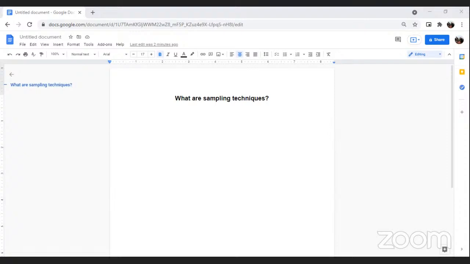Right. So let's consider there are two types of sampling techniques. One is probability sampling, and the other one is non-probability sampling. Simple random sampling, stratified sampling, systematic sampling, cluster sampling, and multi-stage sampling fall under probability sampling. And convenience sampling, quota sampling, reference, or snowball sampling fall under non-probability sampling.